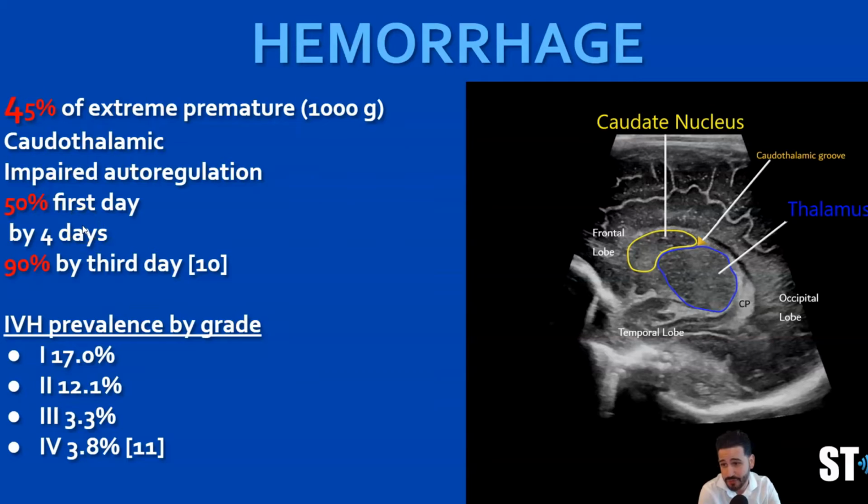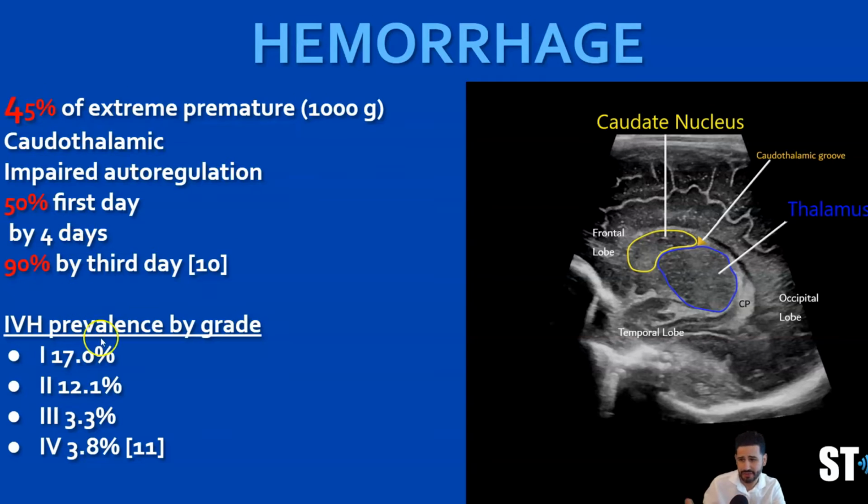It is thought to be caused from impaired autoregulation. So these patients have these germinal matrices that are very delicate. Any change in pressure or blood volume can cause those little capillaries and blood vessels to rupture, leading to hemorrhage. 50% of bleeds usually happen on the first day, and by the fourth day, 90% of all bleeds that are going to happen have already happened.